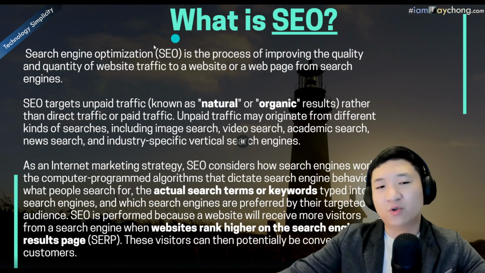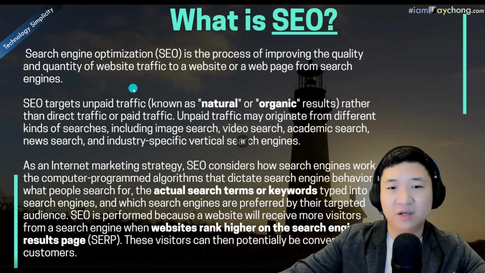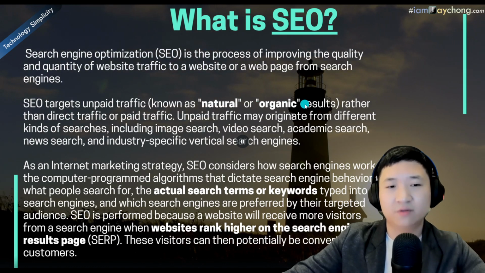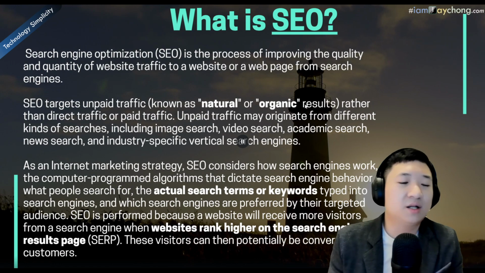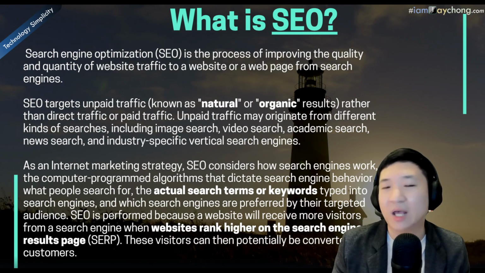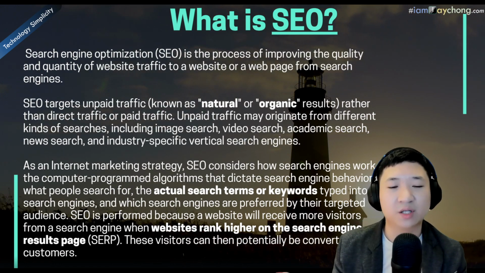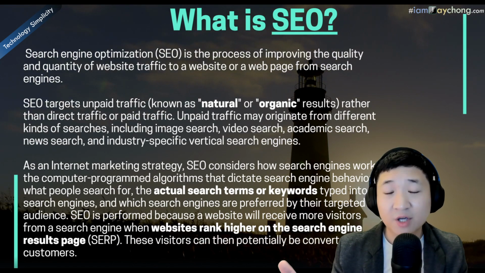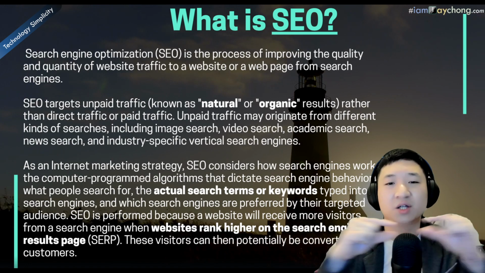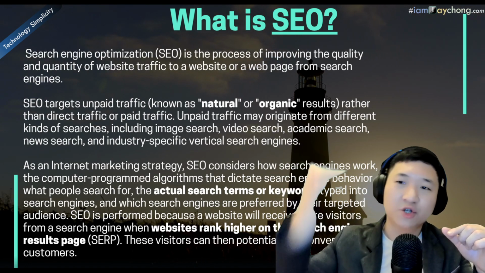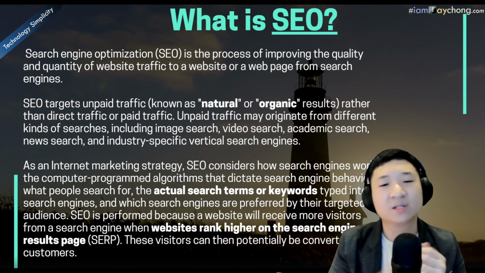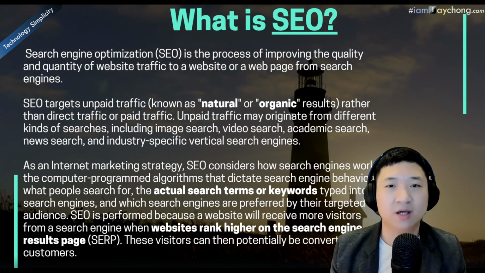So when it comes to SEO, we talk about unpaid traffic, better known as natural or organic results from the search. What is a search? For example, you go to Google search and type, how do I do a better SEO? Such a query is considered a search. And the results are shown to you on page 1, perhaps page 2, page 4, page 5. That is organic search.